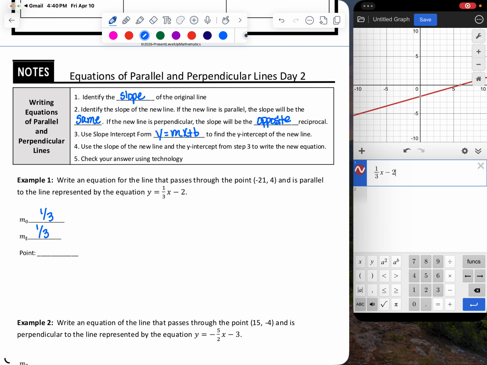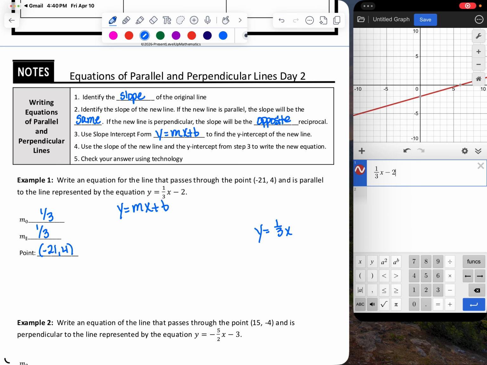Now, I want my new line to go through the point negative 21, 4. So I know my new equation is going to look like this: y equals 1/3 x plus something, or y equals 1/3 x minus something. That's what we're going to find out, what the y-intercept is. So to do that, this is step 3. We're going to use slope-intercept form, y equals mx plus b, to find the b, or the y-intercept.